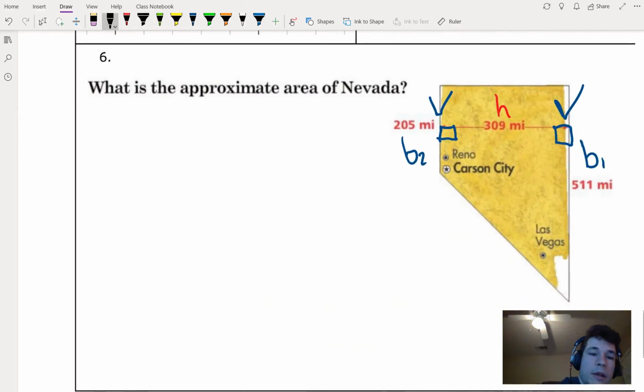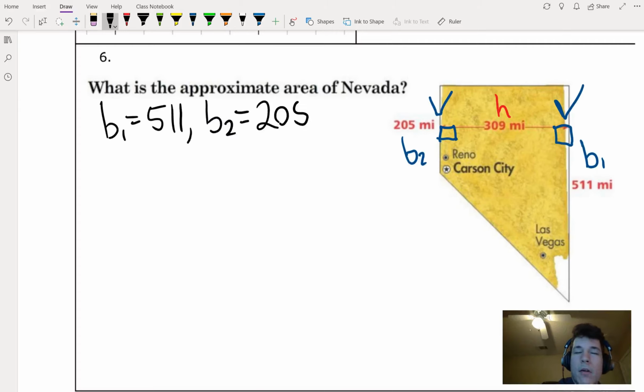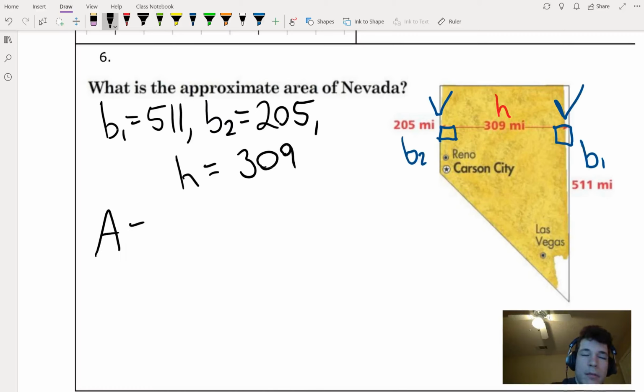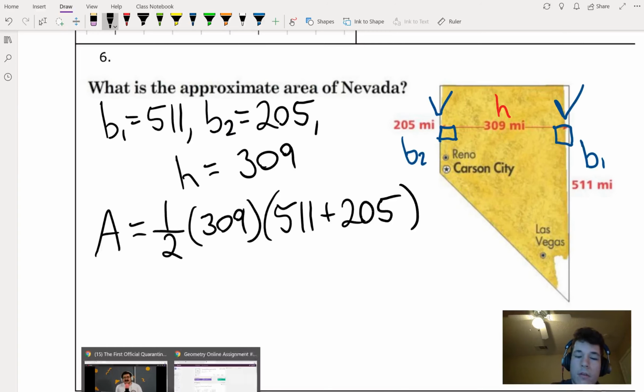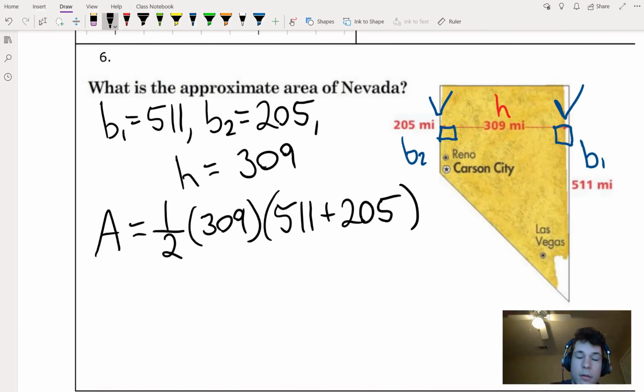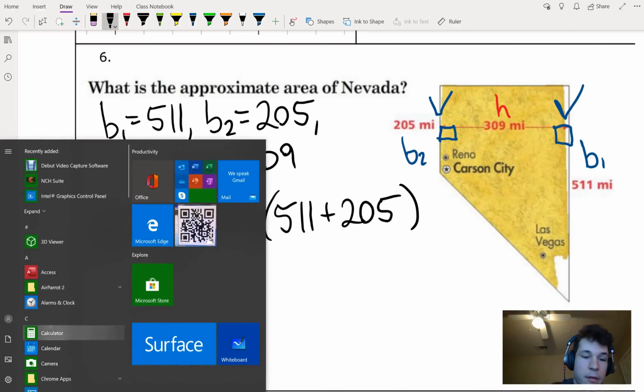Let's write down all that information. B1 is 511, B2 is 205, and my height is 309. Definitely going to need a calculator for this one with big numbers. Area is equal to, same formula from the last example, 1/2 the height times the bases added up. Just so we don't have to type it in all at once, all we have to do is pull out the calculator again because I closed it again.